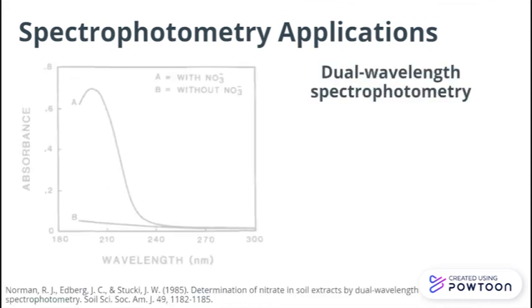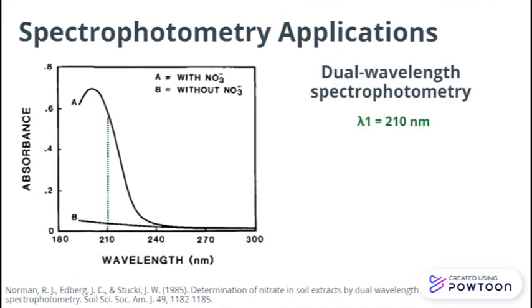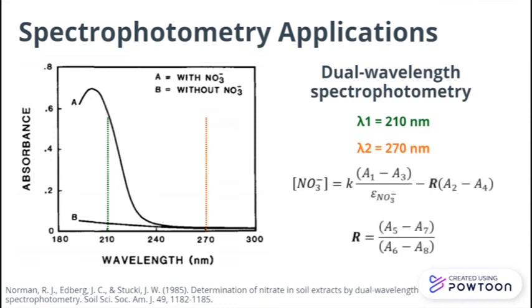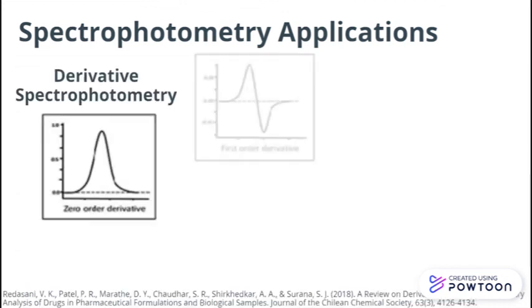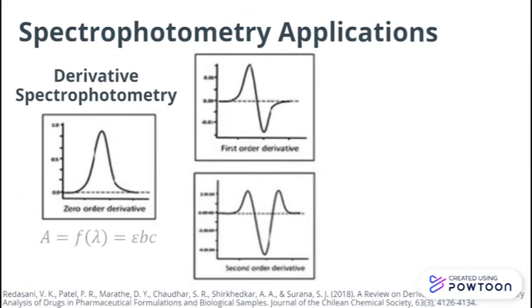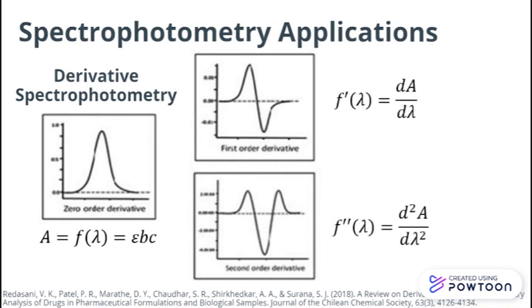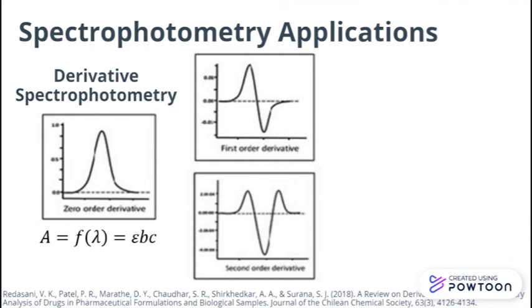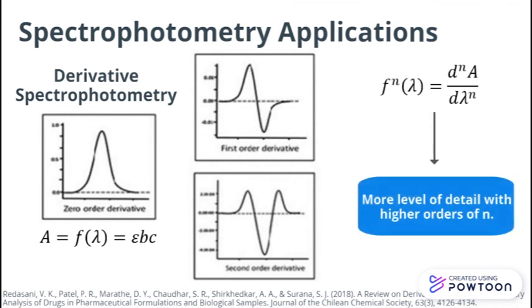To reduce the error from other components in the sample, dual wavelength spectroscopy is used for more accurate results. Also, derivative spectroscopy mainly uses first and second order derivatives to detect small changes of absorbance over specific wavelength changes. However, higher order derivatives can also be used. This technique can be useful to reduce the error from overlapping peaks in multi-component analysis.